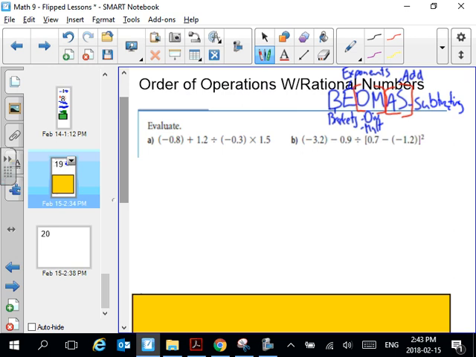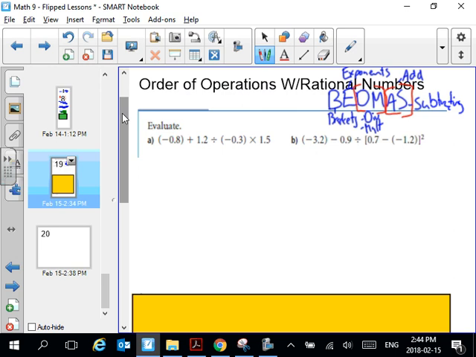So how does that work when we have an actual question? We have to look at which sections I'm going to do first. I have negative 0.8 plus 1.2 divided by negative 0.3 times 1.5. Looking at my BEDMAS, all of my brackets are already completed. There are no variables or operations in there, they're just numbers. I also have no exponents, so I don't need to worry about that quite yet.